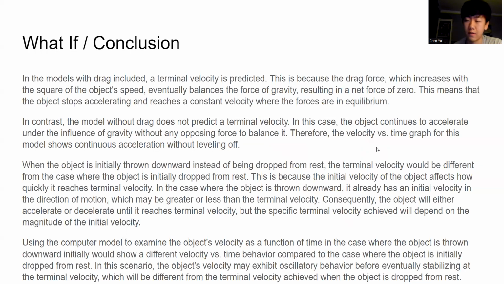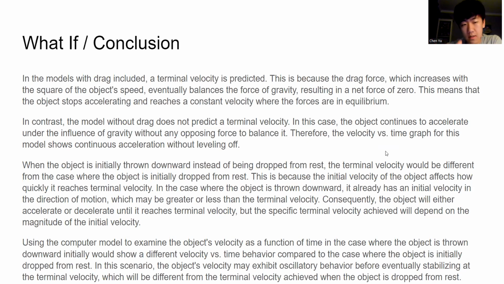So what if and conclusion? In the models with drag included, a terminal velocity is predicted. This is because the drag force, which increases with the square of the object's speed, eventually balances the force of gravity, resulting in a net force of 0. This means that the object stops accelerating and reaches a constant velocity when the forces are in equilibrium.